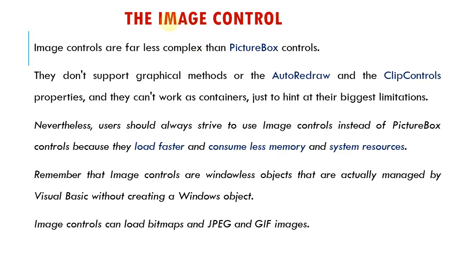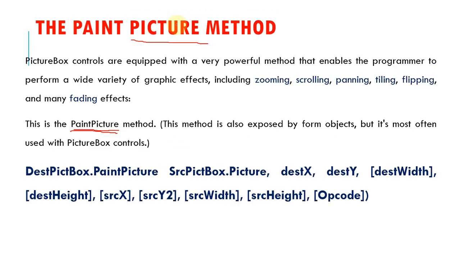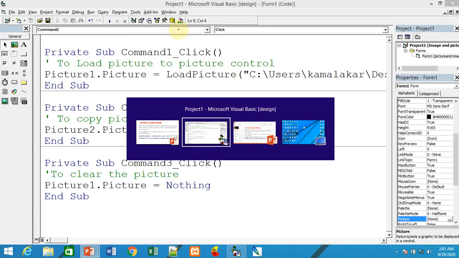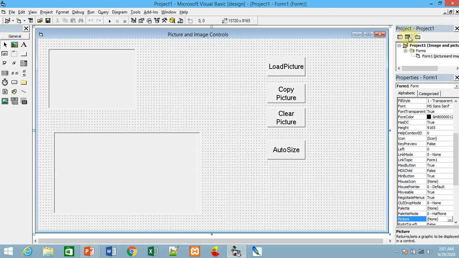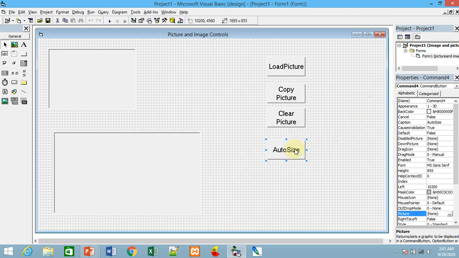Okay, before moving to the image control, we'll see once again one more option. That is the auto size option, of course. So what do you mean by auto size?